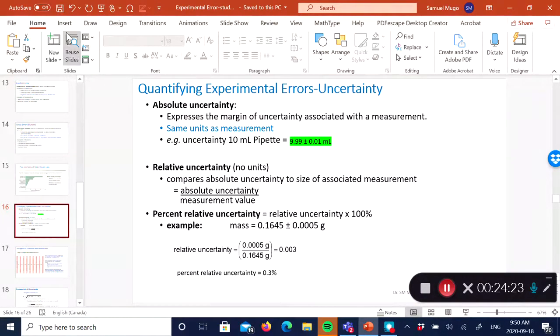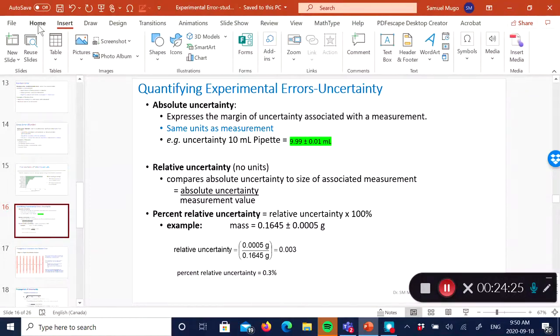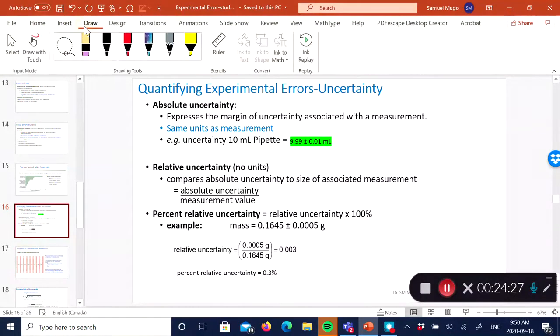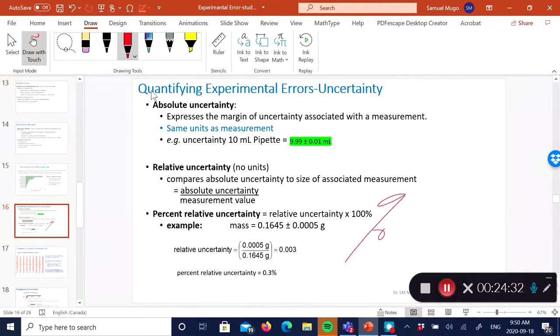So if you look in the literature and you see people calling it percent RSD, they refer to this, percent relative standard deviation.